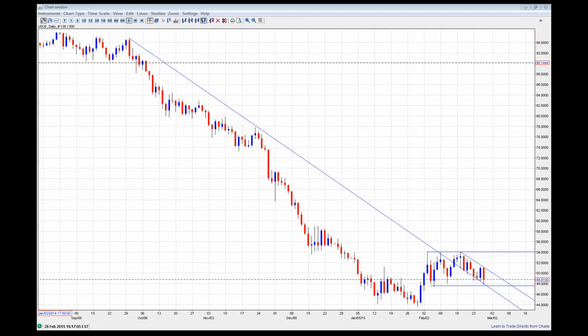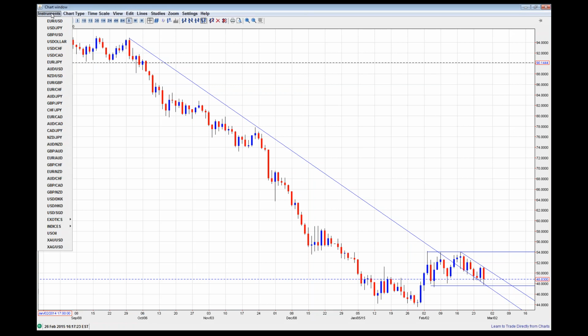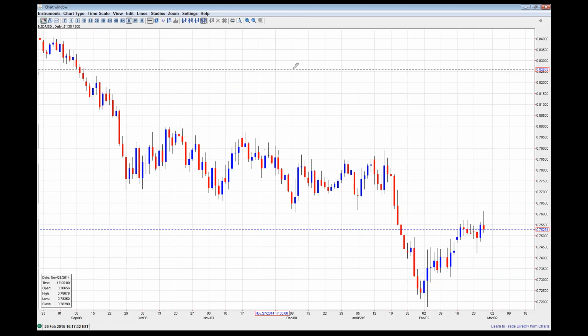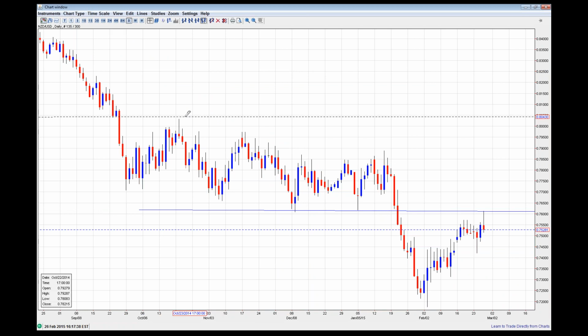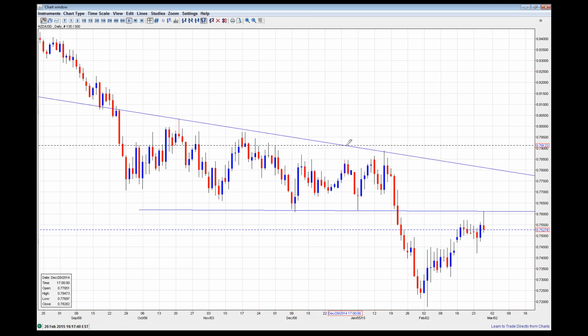All right, so let's take a look. What else we have here? Let's look at the New Zealand dollar, something I've been discussing too. I've been following this story pretty closely. So we saw this wedge pattern, consolidation pattern this past fall.